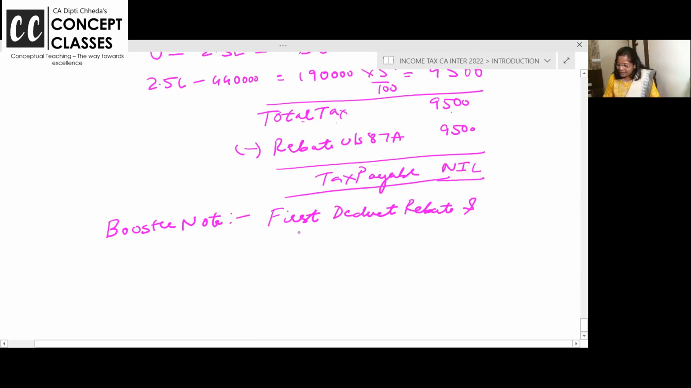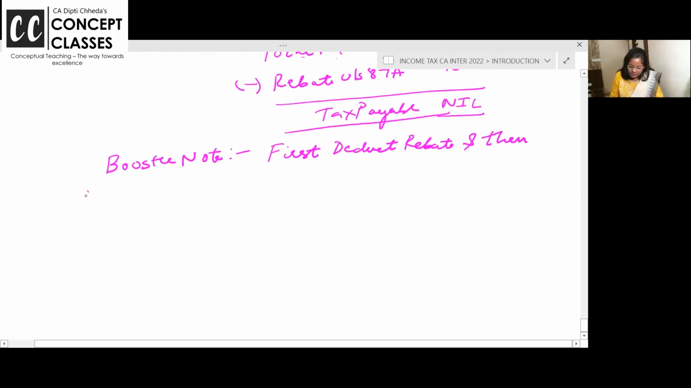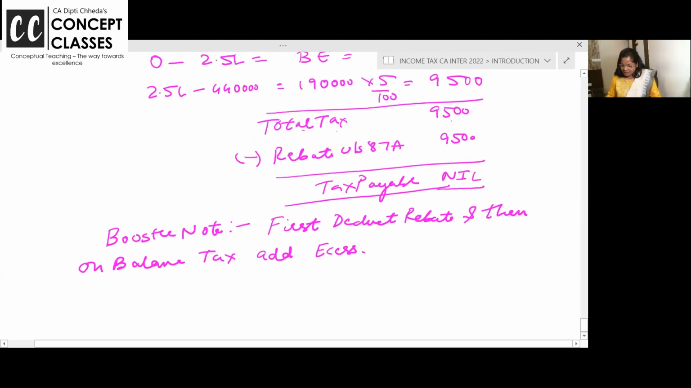First deduct rebate and then on the balance tax add ESES. So why is it ESES nil here? Because tax ही nil हो गया.